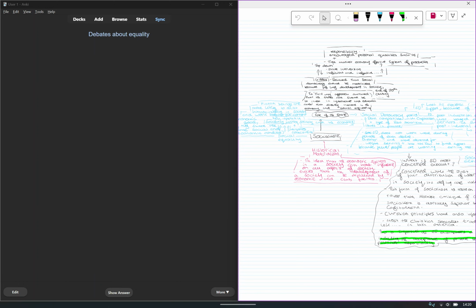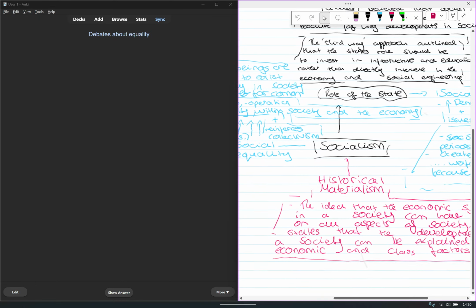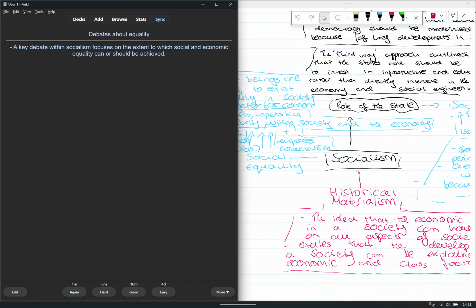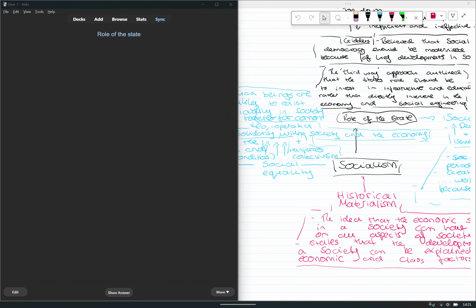One thing we haven't done yet is debates on equality for socialism. Key debates on equality within socialism focus on the extent to which social and economic equality can or should be achieved. This is very important, as socialism really wants a fair and equal society, and therefore how this can be achieved is a very key debate. The role of the state.